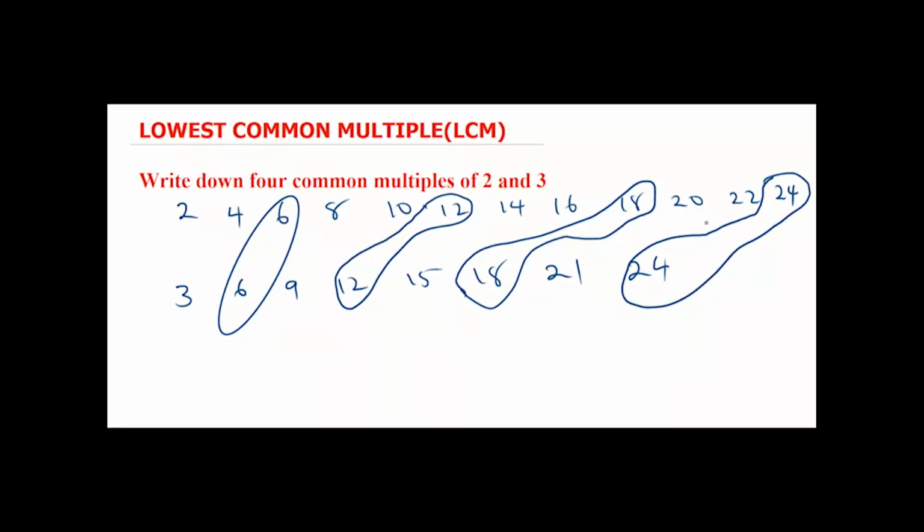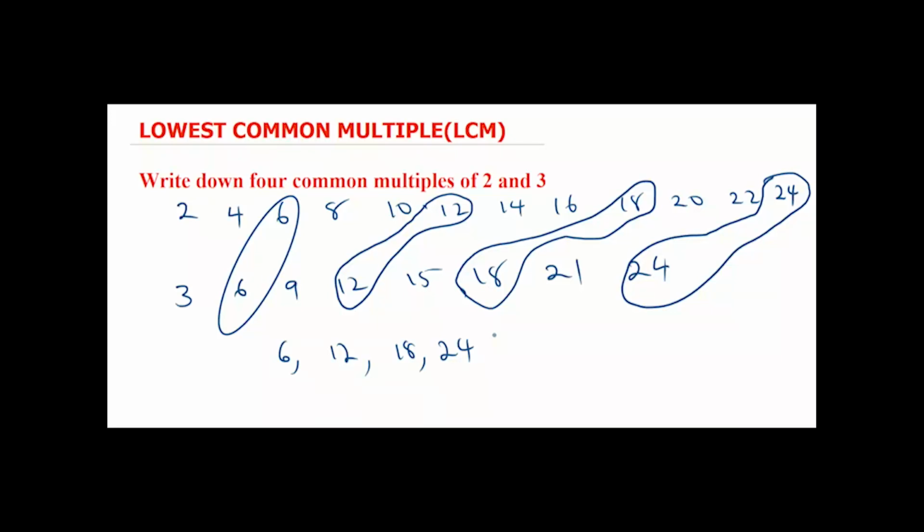Okay, so now 4 common multiples of 2 and 3 will be 6. Then you have 12. Then you have 18. Then you have 24.